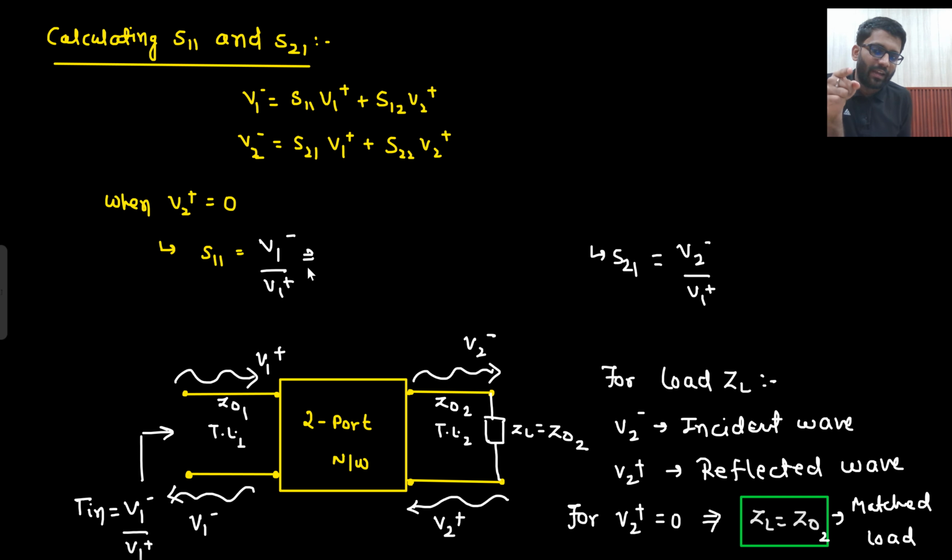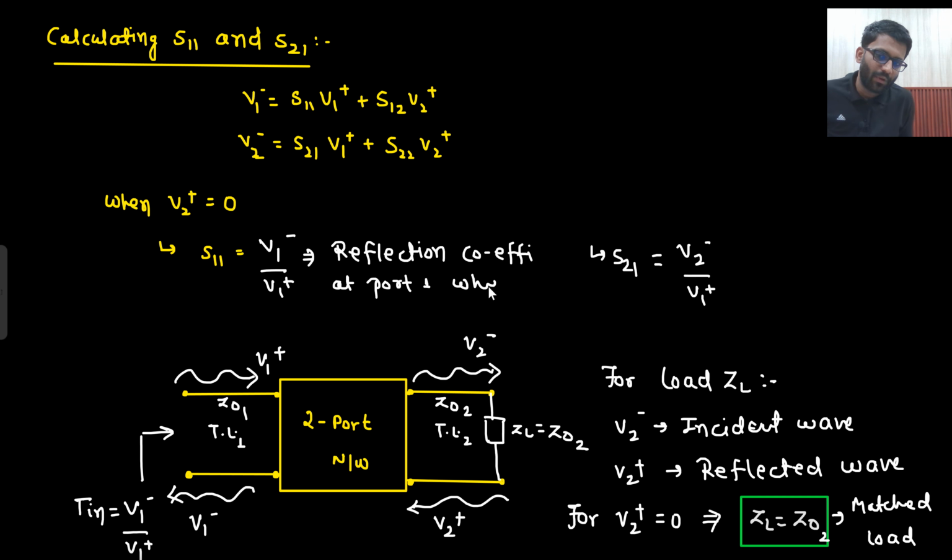So this I am calling the reflection coefficient at port 1 when port 2 is matched. Is that clear to you? This is just the naming.